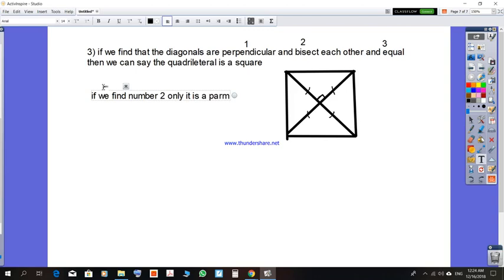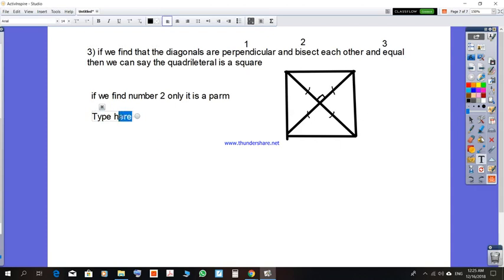If I find that number 2 only, that means the diagonals bisect each other, we can say it is a parallelogram, not a square.